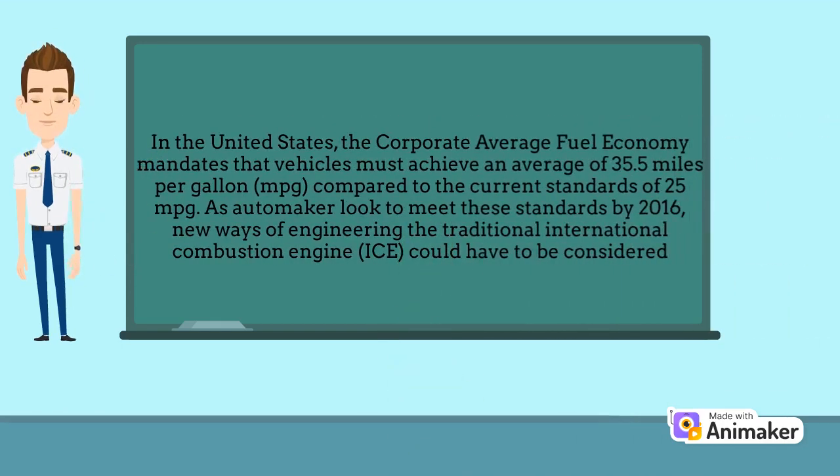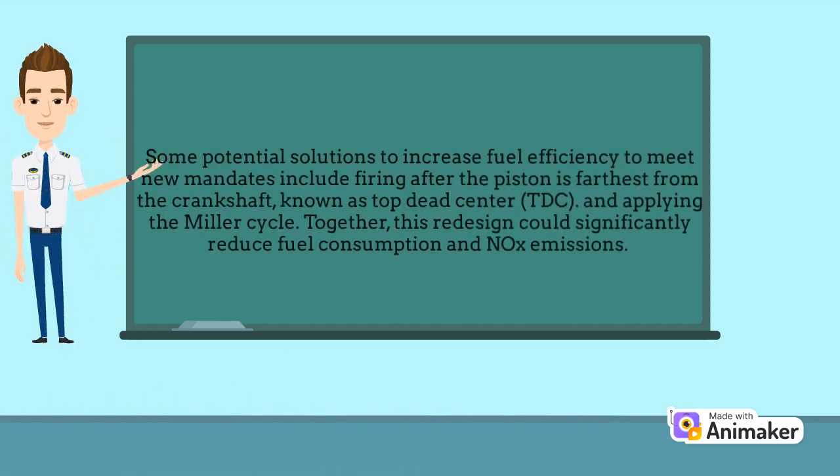In the United States, the corporate average fuel economy mandates that vehicles must achieve an average of 35.5 miles per gallon (mpg), compared to the current standards of 25 miles per gallon. As automakers look to meet these standards by 2016, new ways of engineering the traditional internal combustion engine, ICE, could have to be considered. Some potential solutions to increase fuel efficiency to meet new mandates include firing after the piston is farthest from the crankshaft, known as top dead center, TDC, and applying the Miller cycle. Together, this redesign could significantly reduce fuel consumption and knock.